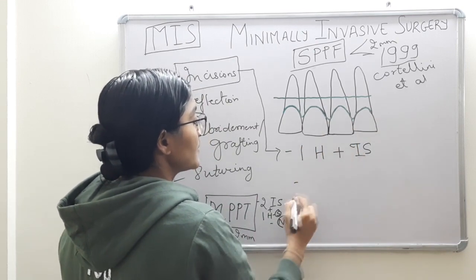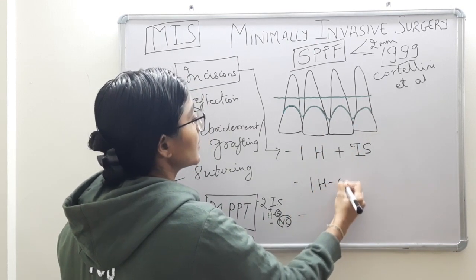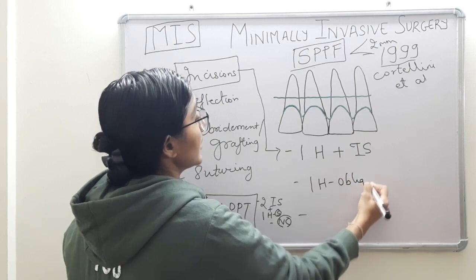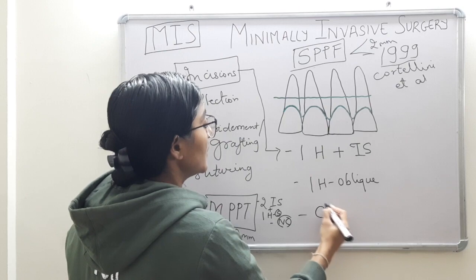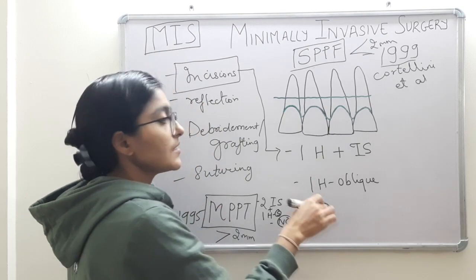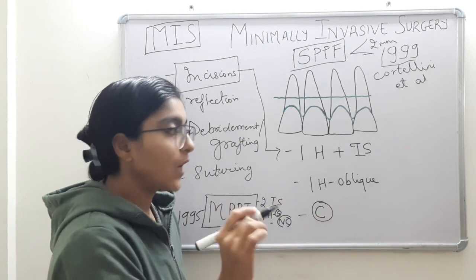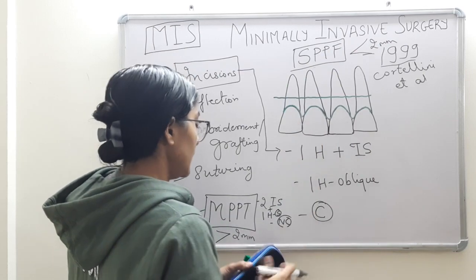The second difference is this horizontal incision here is oblique. There it was straight, here it is oblique. And then the third difference is here these incisions are continuous. How? We will now understand it on the diagram.